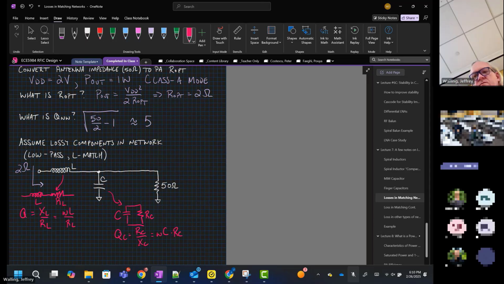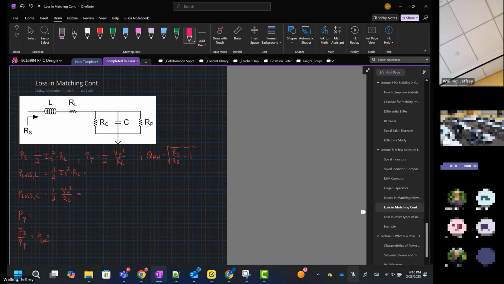All right, so if I just replace the prior network with the model that we just made, now we can calculate the power that's available at the source, the power that we deliver to the parallel resistance RP at the load. And we know that the power available from the source is equal to 1/2 IS squared times RL. And the power dissipated in that parallel due to the capacitance is P parallel, 1/2 VP squared over RC.